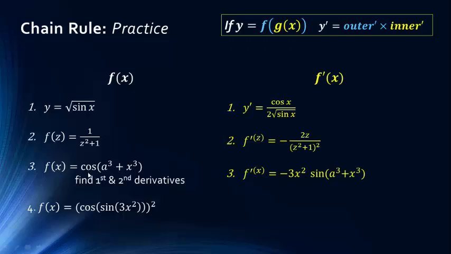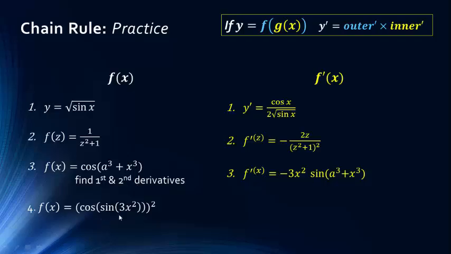Here I have the outer is cosine. The derivative of cosine is negative sine, and the argument stays the same. And then I take the derivative of what's inside, which is just 3x squared. And because I had the negative on the sine, it becomes negative 3x squared.